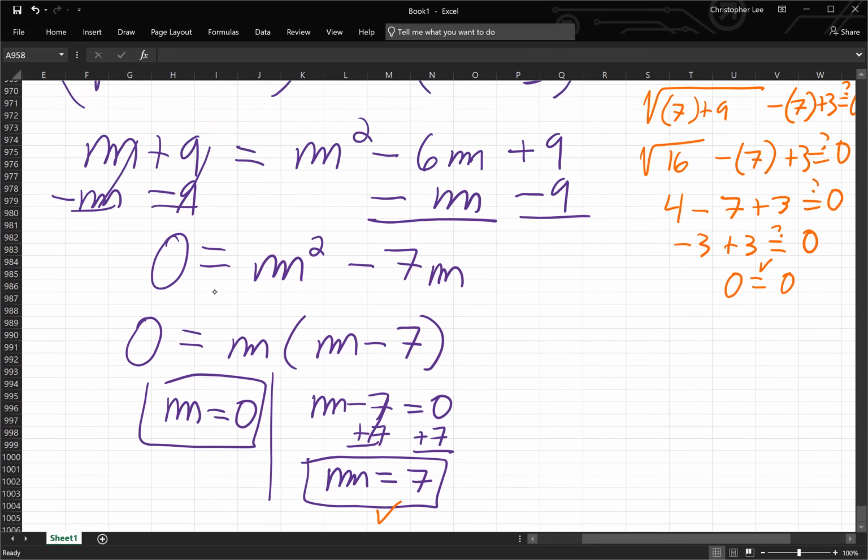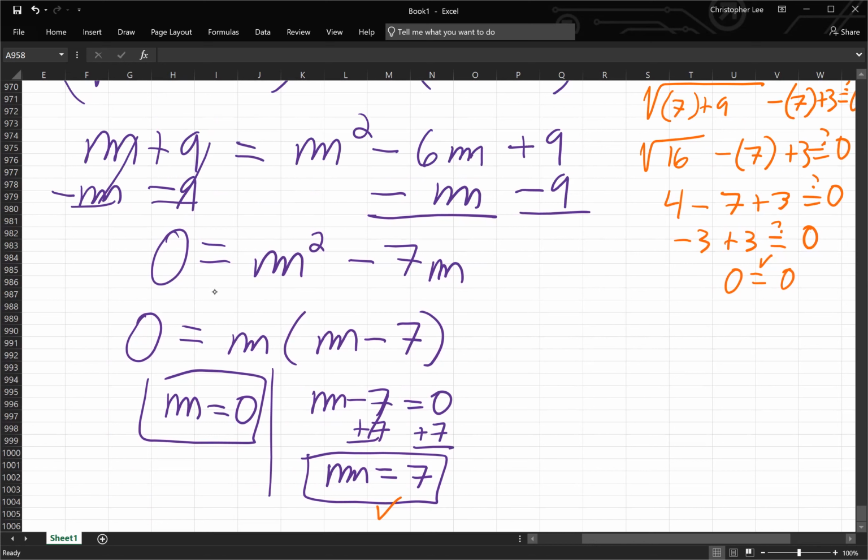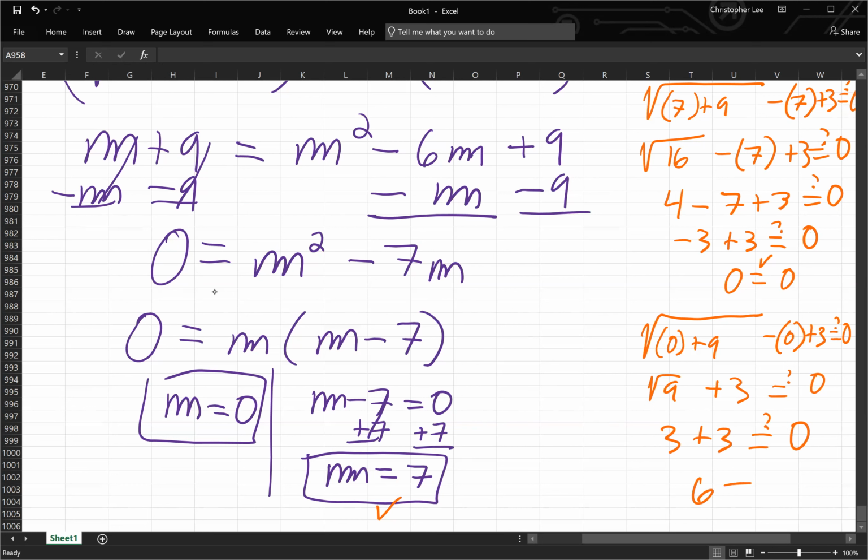Let's try out 0. All right? So this is going to be square root of 0 plus 9 minus 0 plus 3. Allegedly, that's 0. Let's see. Square root of 9 plus 3. Allegedly, that's 0. 3 plus 3 might be 0. But in fact, 6 does not equal 0. It's not an answer. Okay? And that's it.